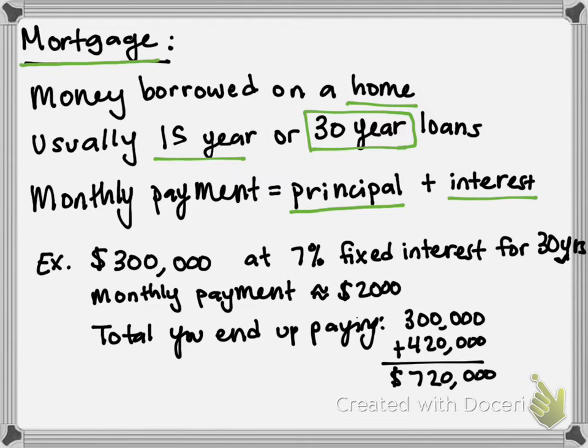So let's say you bought a $300,000 house and you pay 7% fixed interest for 30 years. Your monthly payment would be about $2,000. So you're going to pay $2,000 a month for 30 years to own this house. All right, in total, you end up paying the amount you borrowed from the bank, and then you also add the interest that you pay over those 30 years. So notice you end up paying $420,000 in interest to buy this house. So the total amount you pay for this house is $720,000.